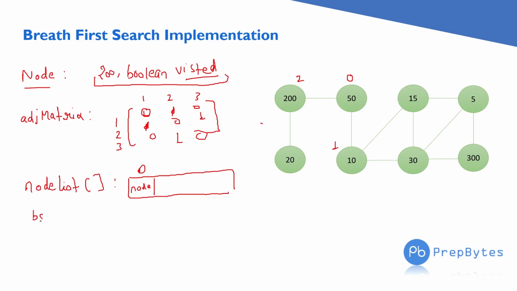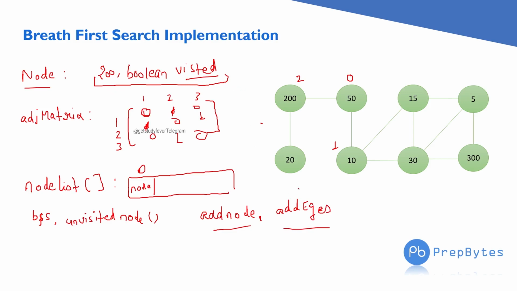Next we will have a BFS method, obviously, that is the breadth first search. We will have one more method to give us the unvisited node. This method will return which nodes in the neighborhood are unvisited. So that method will use the adjacency matrix. And where this adjacency matrix will be stored is, we have two methods: one to add the nodes, and the second to add the edges. Fine. So add node will add the nodes, that is these two values, the data and the boolean visited, and add edges will give us the neighbors.